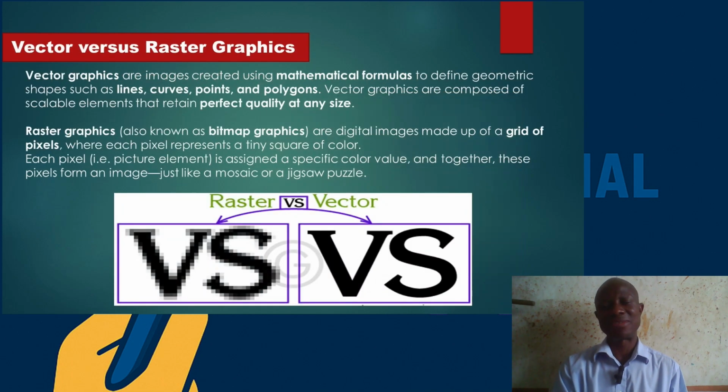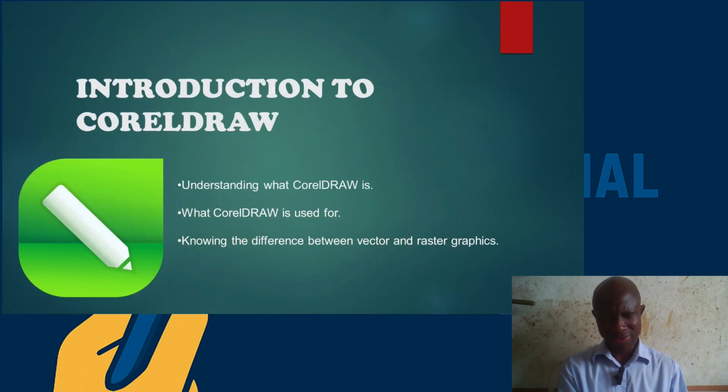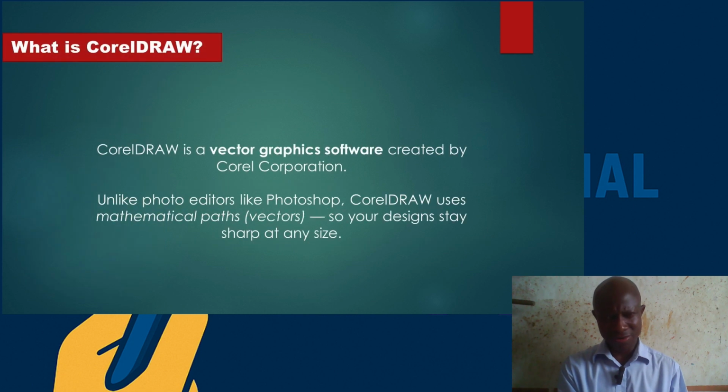Now, having looked at what Corel is used for, when we started, I told you that Corel, I'm going back to the definition again. Back to the definition of Corel. You were told that Corel is a vector graphic software.